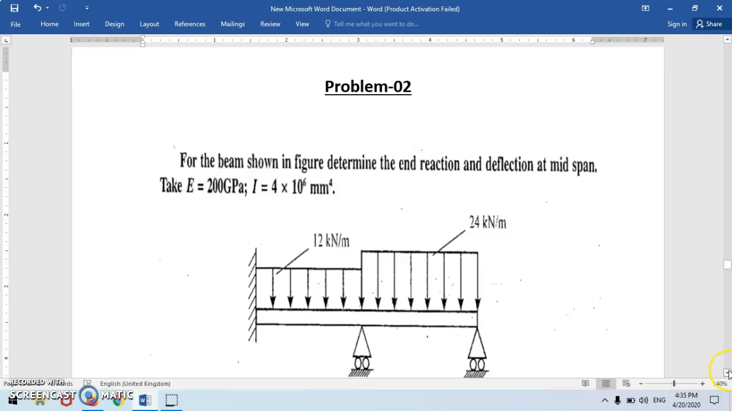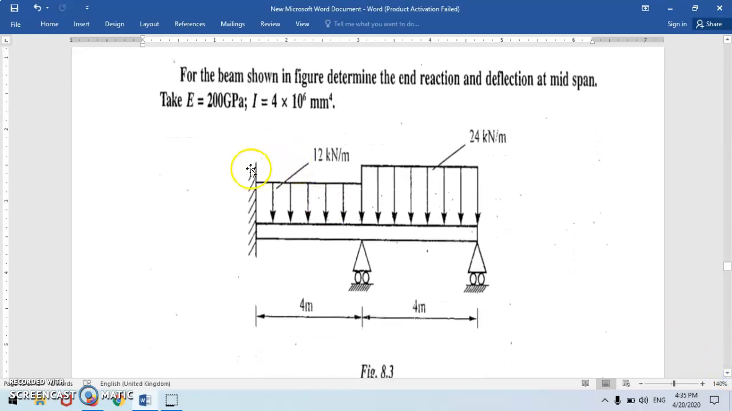So in this figure, there is one beam, and towards your left side it is completely fixed. When you move towards the right side from this fixed support, 4 meters away there is one roller support, and from this roller support, 4 meters further towards the right there is another roller support.